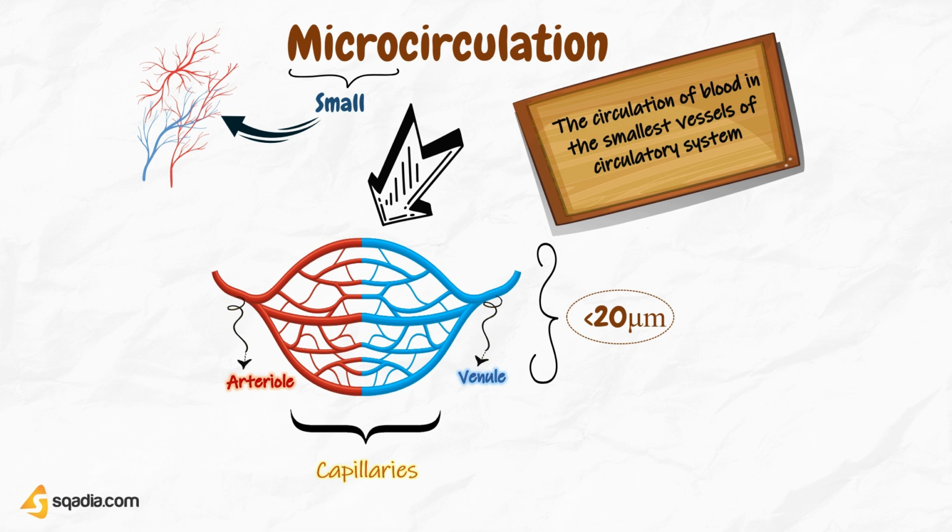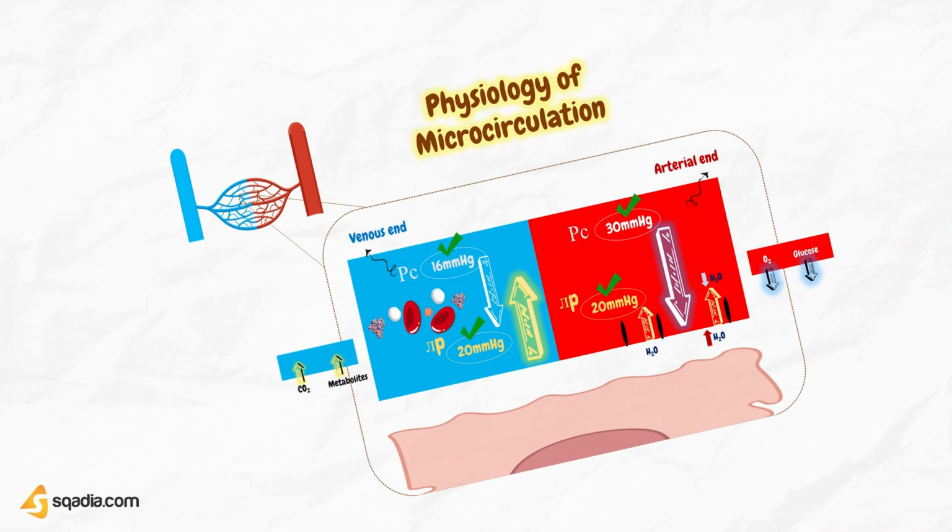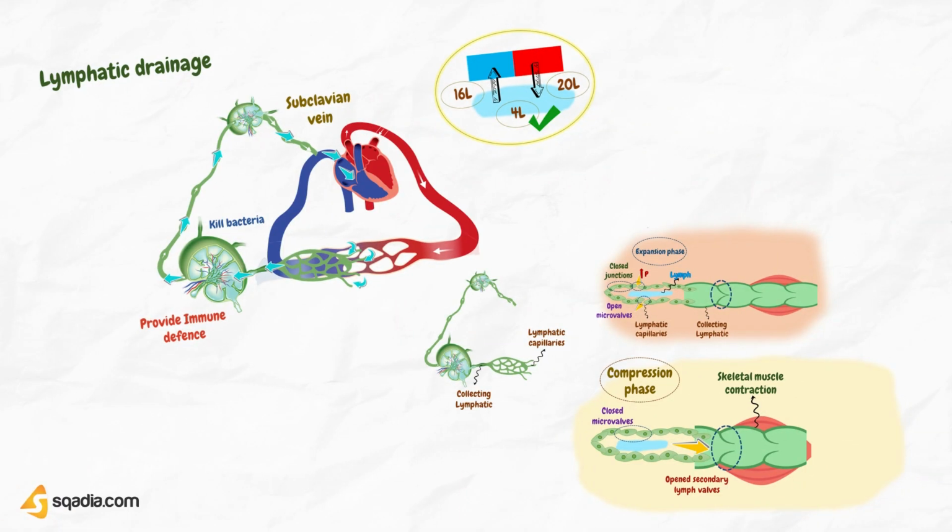But among these vessels, capillary circulation forms the major part of microcirculation. As the human body contains about 10 billion capillaries, and so they provide the largest surface area for circulation. After this brief introduction, let us have a look at what we are going to talk about in this video. First, we will discuss the anatomical structures involved in microcirculation. Then, we will look at its detailed physiology, and we'll learn how pressure plays a role here. And lastly, we will learn about the role of lymphatics in association with microcirculation.